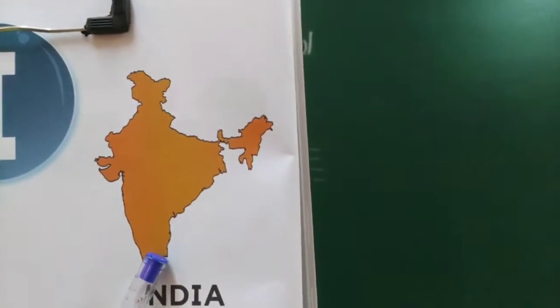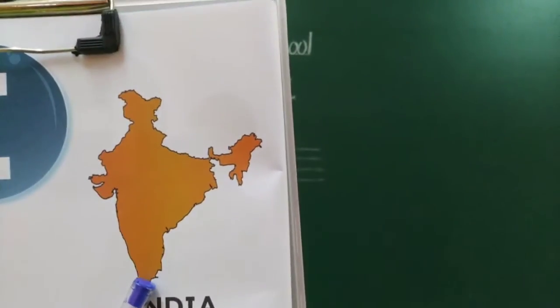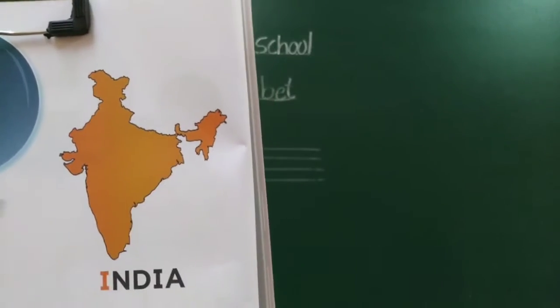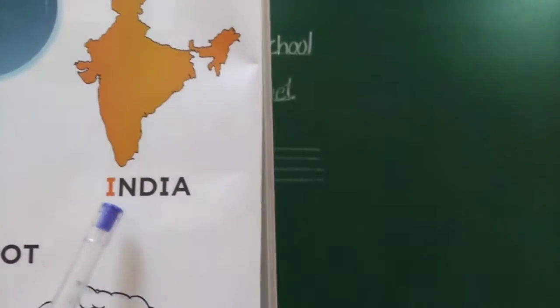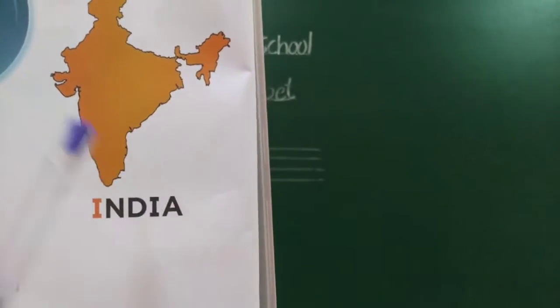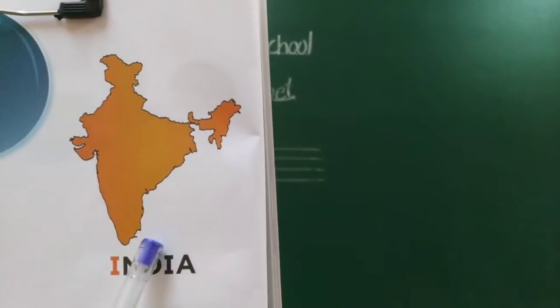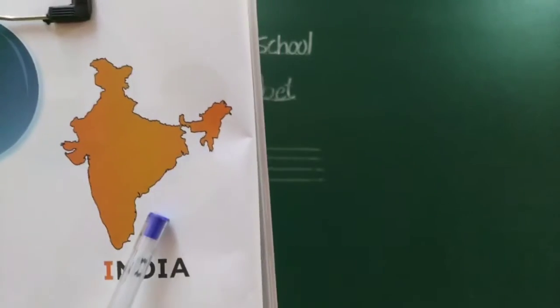This is India. आपण कोणत्या देशात राहतो? Yes, India. Our country's name is India and we are Indians. Okay? I-N-D-I-A, India. आपला इंडियाचा मॅप कसा आहे? इंडिया असा दिसते आपला इंडिया.